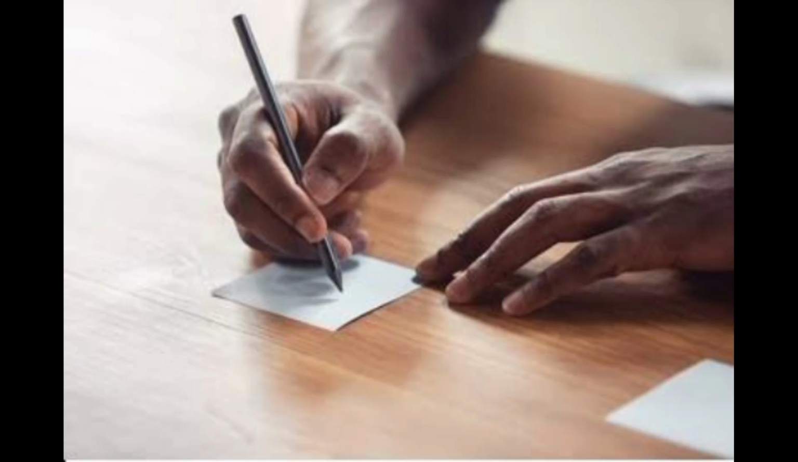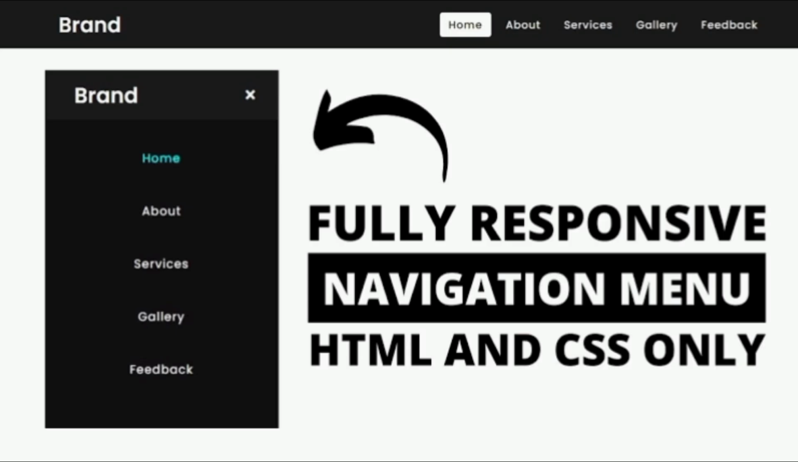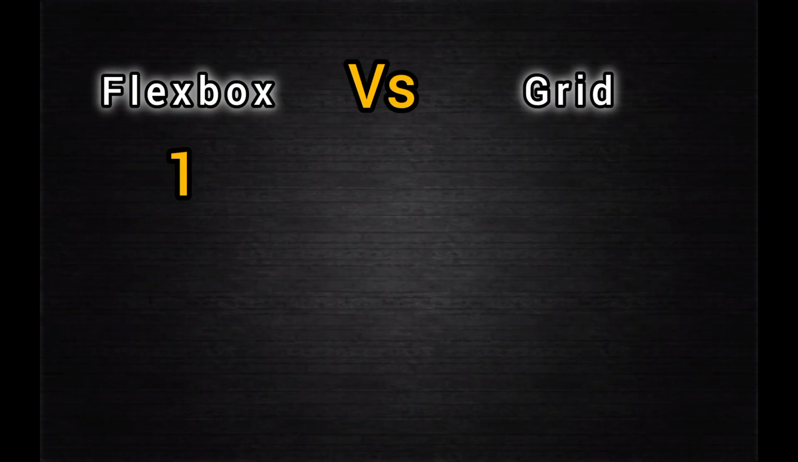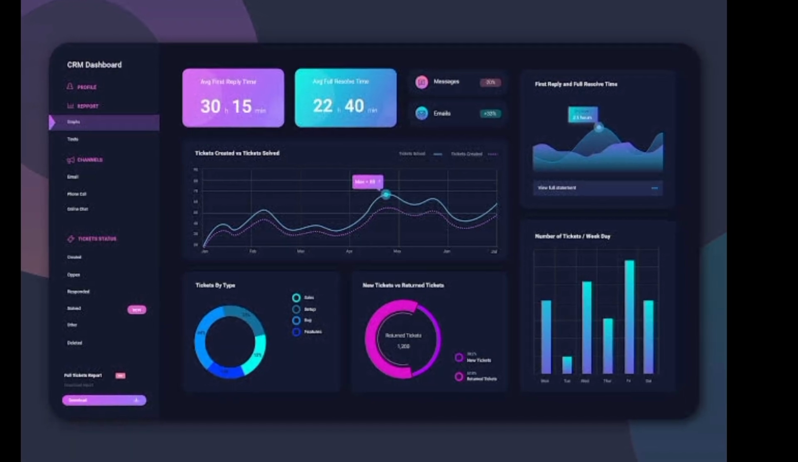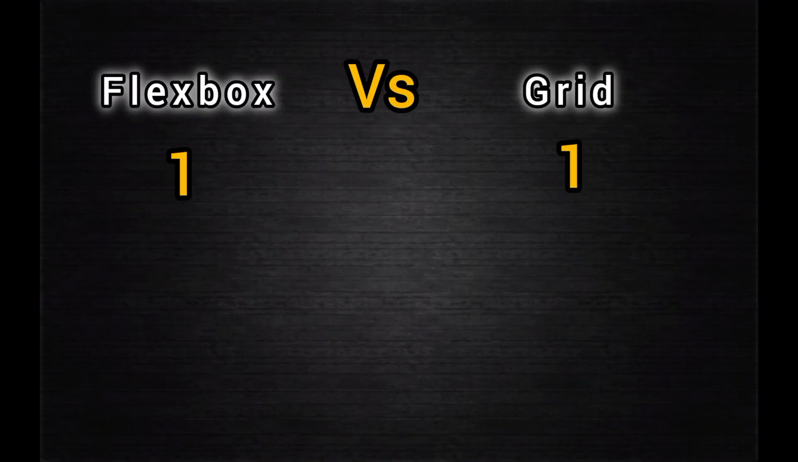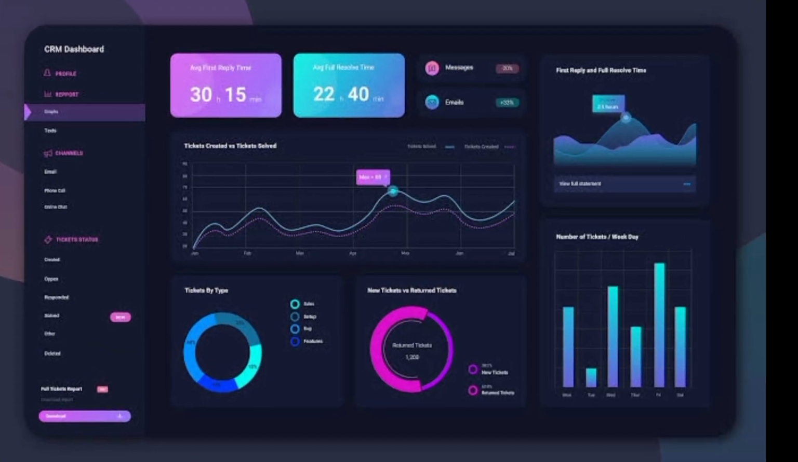When should you use CSS Flexbox and when is the perfect time to use Grid? Let's put these two to the test in real-world scenarios. When it comes to navigation bars, Flexbox wins because it's made for one-dimensional alignment. When you're building a complex dashboard with multiple sections, Grid wins for sure. Because of its 2D capabilities, it's a perfect choice.